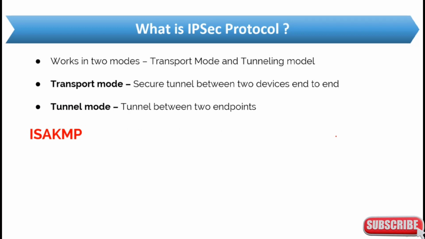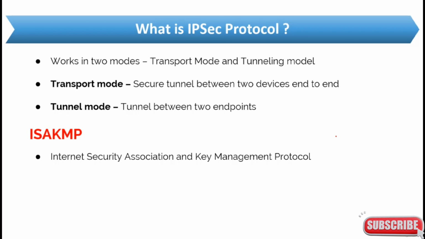On the other hand, in tunnel mode, the tunnel is created between two endpoints such as two routers or two gateway servers, protecting all the traffic that goes through the tunnel. It is commonly used between two offices to protect all the traffic going between the offices regardless of the source and the destination.